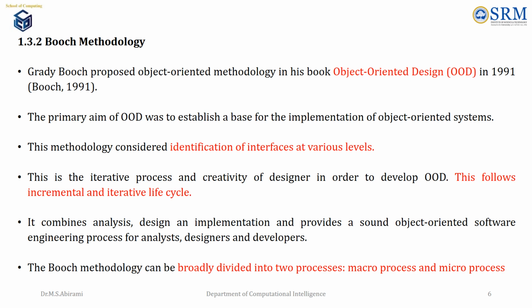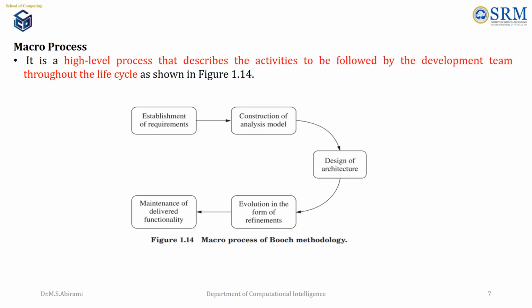The methodology can be broadly divided into 2 processes: a macro process and a micro process. The macro process is a high-level process that describes the activities to be followed by the development team throughout the life cycle. The figure shows the macro process of the Booch methodology, which consists of establishment of requirements, construction of analysis model, design of architecture, evolution in the form of refinements, and maintenance of delivered functionality.